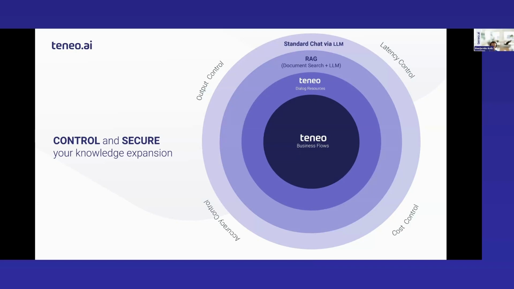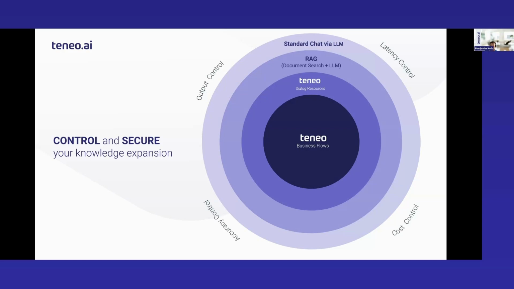So you have, as always, Teneo in your center, where you build your business flows, maybe also the most relevant FAQs, so that you don't call a large language model all the time for answers that you really need to have under control and that are worth creating inside your knowledge base directly. You have the Teneo dialog resources, which cover a lot of, for example, the small talk. And then, on demand, Teneo can also expand the scope of this content level.